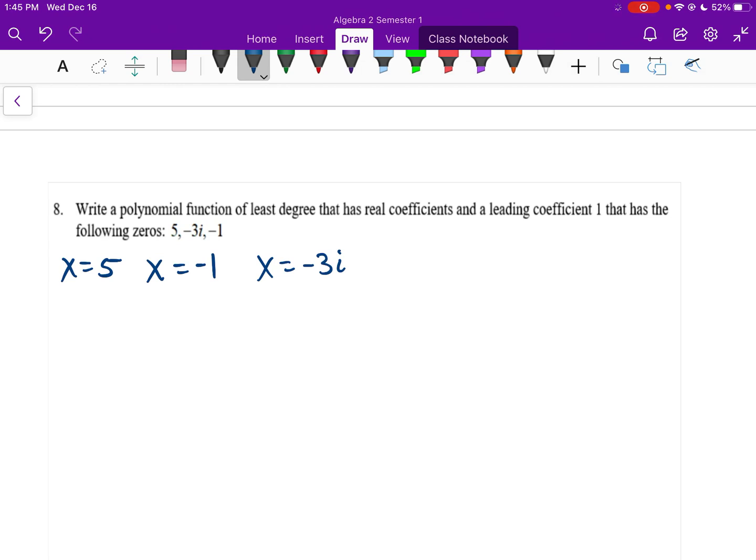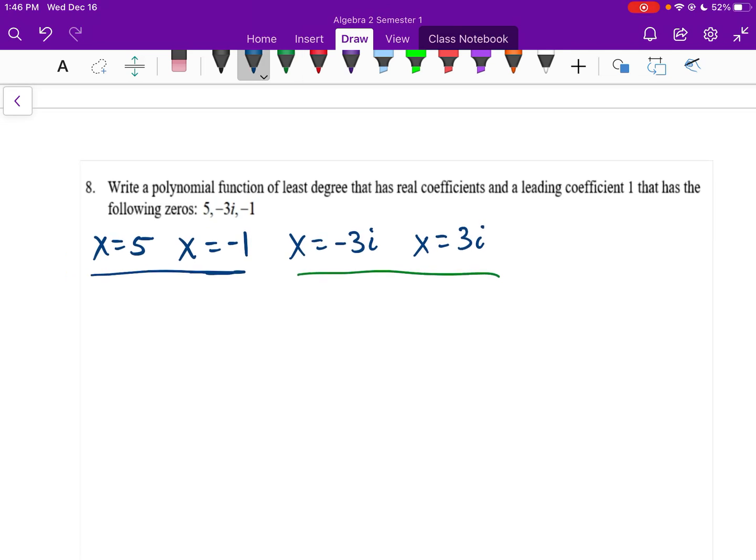Now, the one thing you need to remember with these ones is that imaginary solutions always come as conjugate pairs. Okay, so I need the conjugate pair with negative 3i, which is positive 3i. So you are not given all of the roots in this case. You need to know that you need the conjugate pair for any imaginary. Now, what I'm going to do is use the sum and product two different times. Okay, one time with the 5 and negative 1, one time with the negative 3i and 3i.